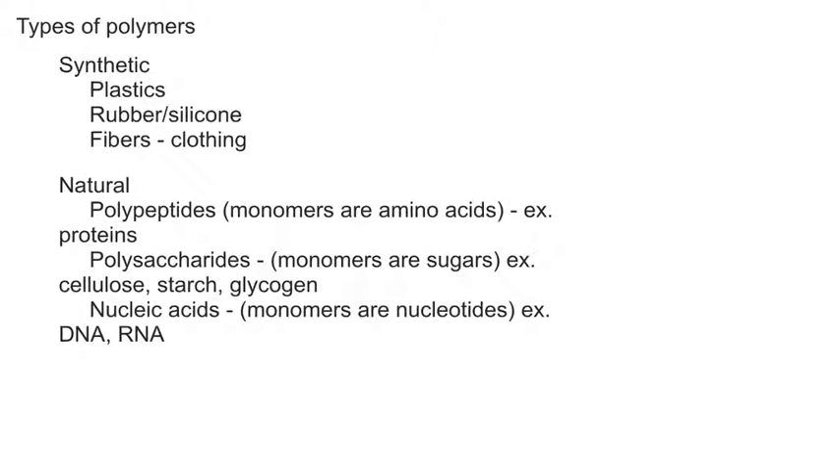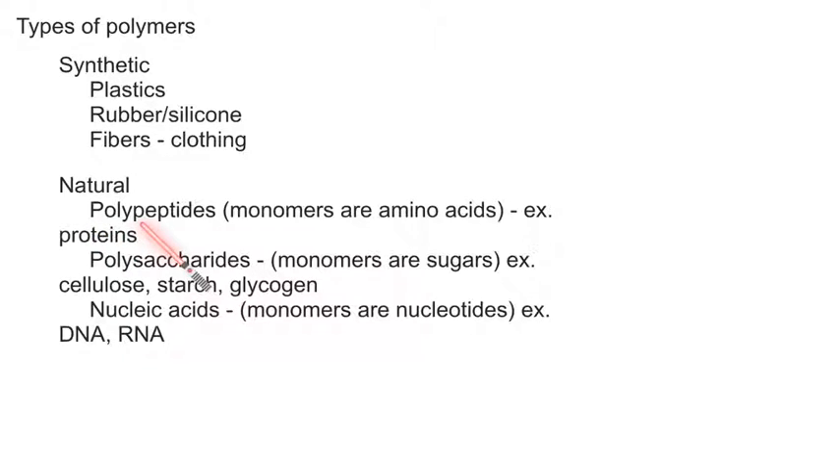As we look at types of polymers, we'll start with some synthetic polymers. Among the different synthetic polymers, we have common things like plastics, rubber and silicone, and also fibers in a lot of clothing. Clothing is either made up of natural things like cotton, or much of it is made up of polymer fibers. All right, then we have the natural polymers.